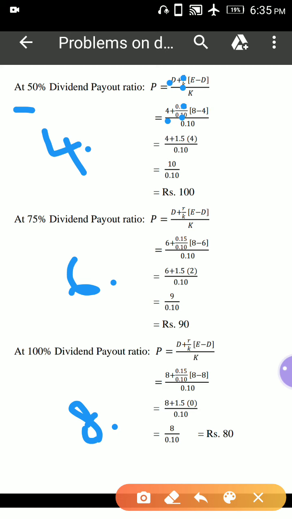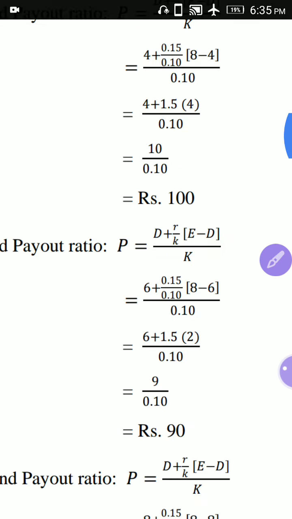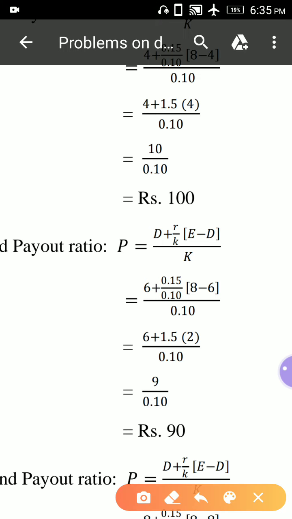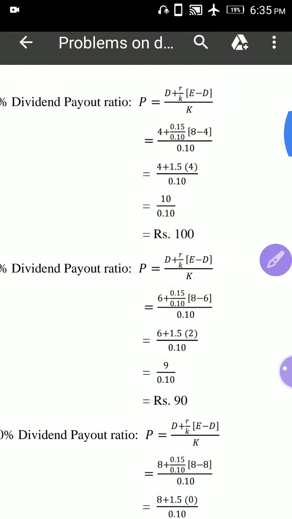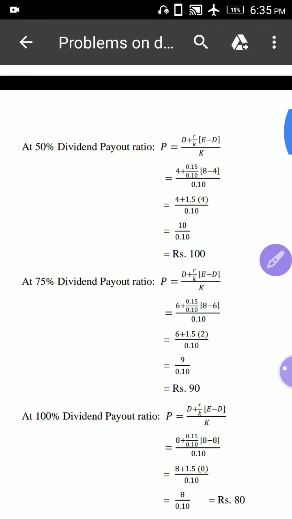And next, 0.15 divided by 0.10 means 1.5 into 4. So now here 1.5 into 4, first we have to make the calculation. 1.5 into 4, that is 6. 6 plus 4, 10. 10 divided by 0.10, that is equals to 100.